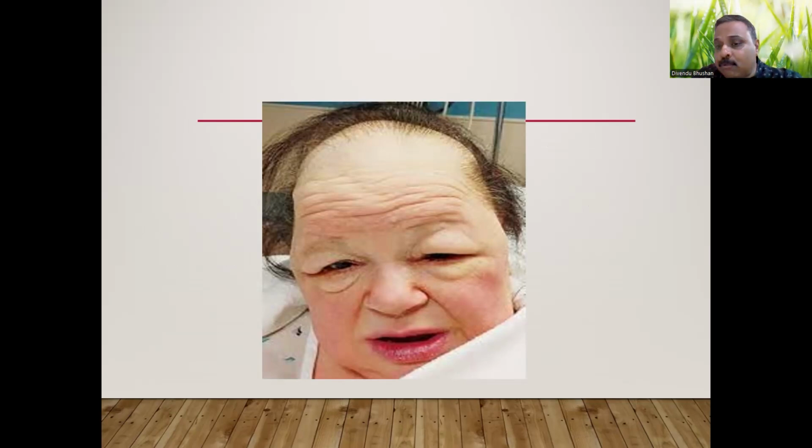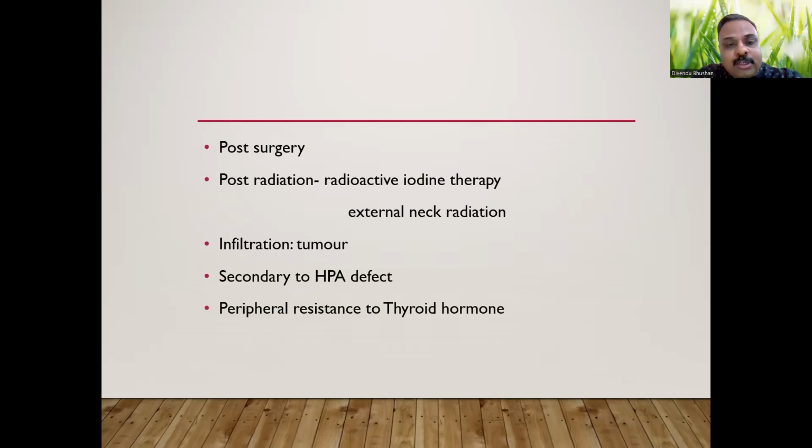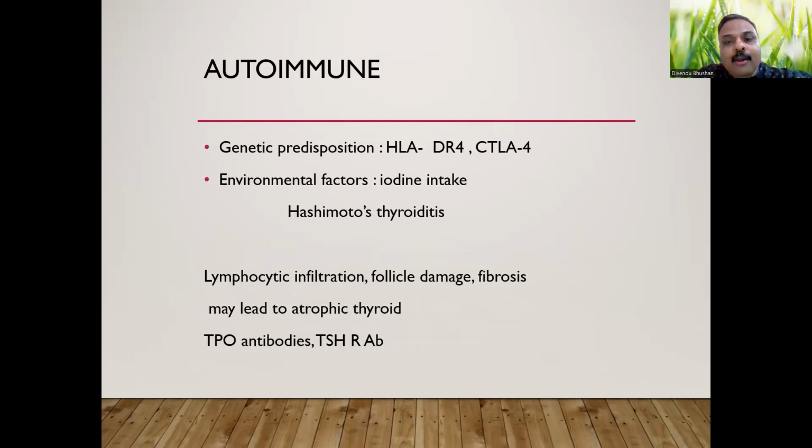So a little bit about the hypothyroidism, followed by the Myxedema Coma. Hypothyroidism is caused by congenital agenesis or defective hormone synthesis or autoimmune diseases like Hashimoto, atrophic thyroiditis, postpartum thyroiditis, or subacute thyroiditis. Post-surgery, post-radiation, infiltration like tumors, secondary to HPA axis like Sheehan syndrome, peripheral resistance to the thyroid hormone. In the autoimmune thyroiditis, the genetic predisposition is there, like HLA-DR4 or CTLA4, and environmental factors also influence, like iodine intake or Hashimoto thyroiditis.